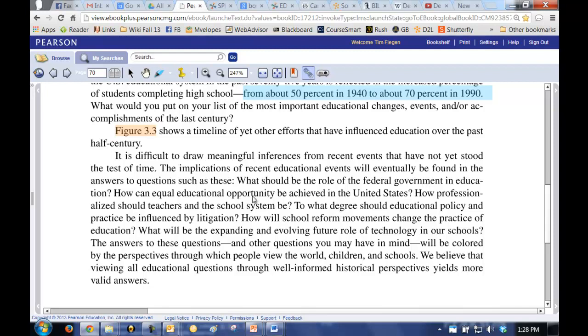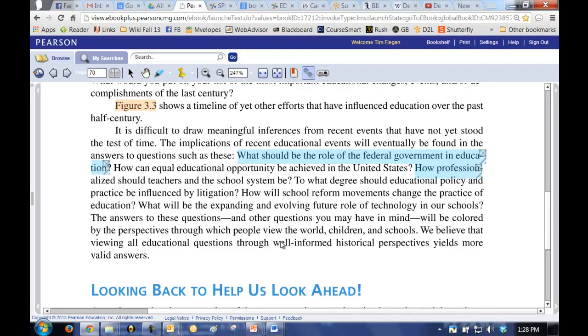What should be the role of the federal government in education? That's a big one, and you've heard me rant about that. And I think we will see that the feds take more control before less. How can equal education opportunity be achieved in the United States? How professionalized should teachers in the school system be? And I talk about how professionalized is, should teachers be required to get a master's degree? In the state of New York, you're not a fully certified teacher until you have a master's degree. Did you know that?